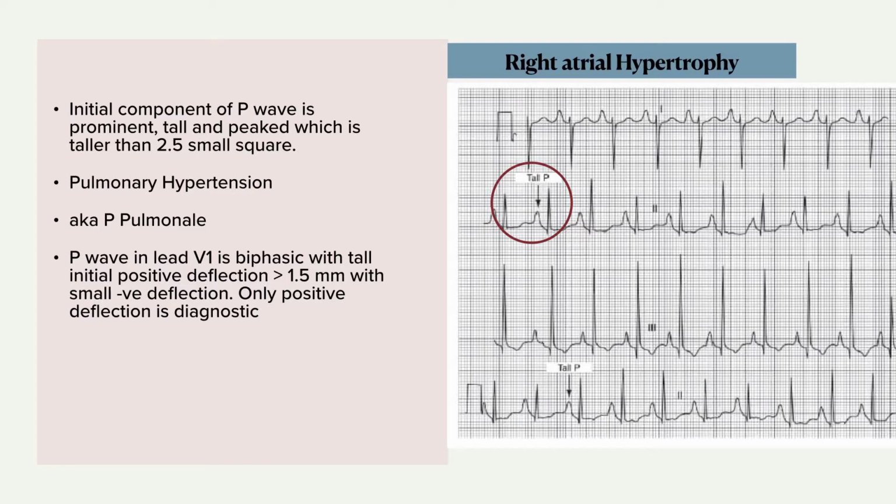P wave in lead V1 is biphasic with a tall initial positive deflection more than 1.5 mm with a small negative deflection. Only positive deflection is also diagnostic. This ECG shows very tall P pulmonale, which is 4 small squares tall, and P in lead V1 is biphasic with a tall initial positive deflection. This suggests right atrial hypertrophy.